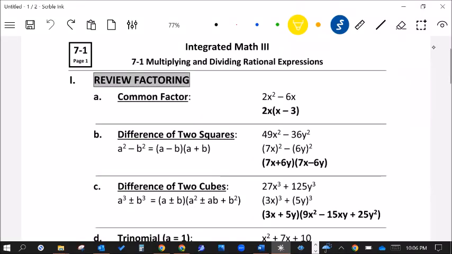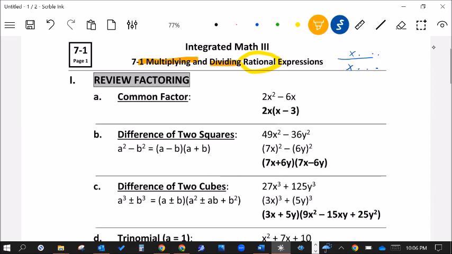Welcome. We are going to look at rational expressions and multiplying and dividing them. Rational expressions are simply fractions where you have variables on top and bottom, and of course other stuff with them. And we're going to be doing multiplying and dividing with them here.